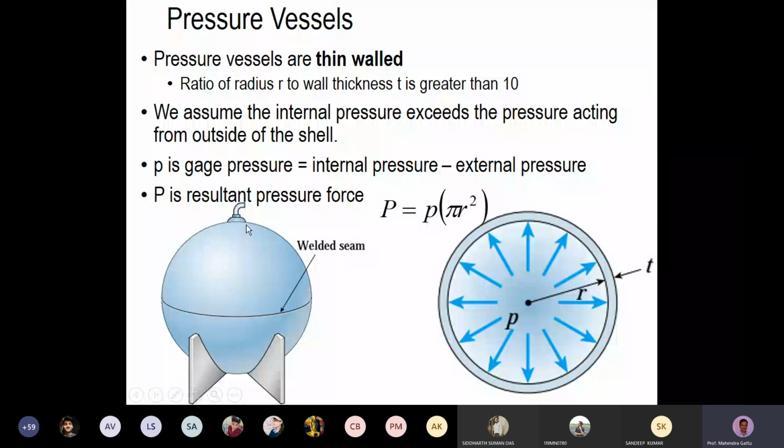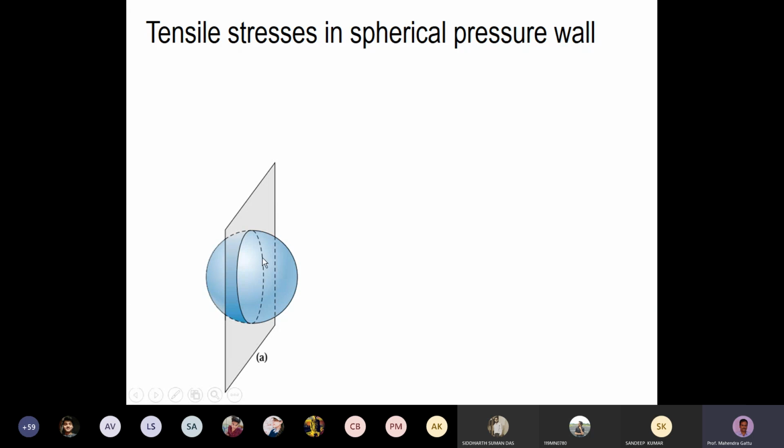So the net upward pressure force along that weld is p times pi r squared. Pi r squared is the projection of that circular dome. So we'll do that analysis. First thing we'll do, we have this circular cross section. We cut a plane passing through the diameter.